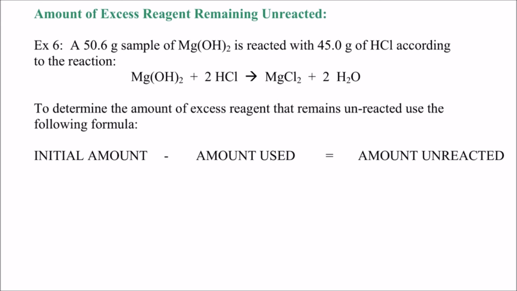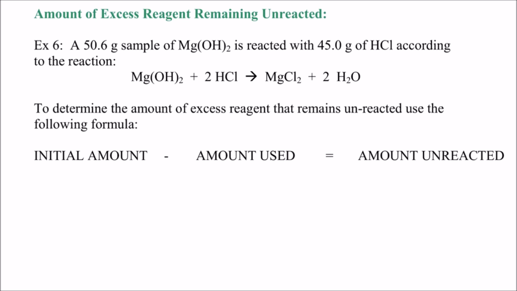Okay, the next thing I want to talk about is the amount of excess reagent that's left over. Okay, we know what the limiting reagent is, we know how to calculate how much product is going to be made based off of our limiting reagent, so really the only thing we don't know yet is how much excess reagent is going to remain. So here's how you're going to do that. If we know the initial amount of the excess reagent, then we can just subtract how much excess reagent gets used up during the reaction, and that will tell us how much excess reagent remains unreacted, or in other words is left over at the end of the reaction.